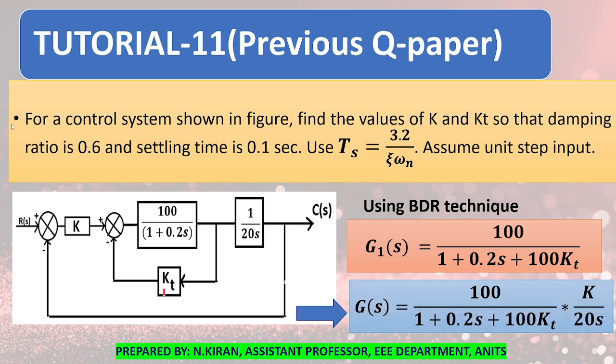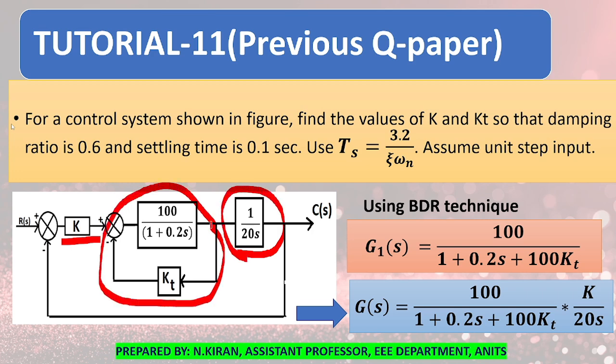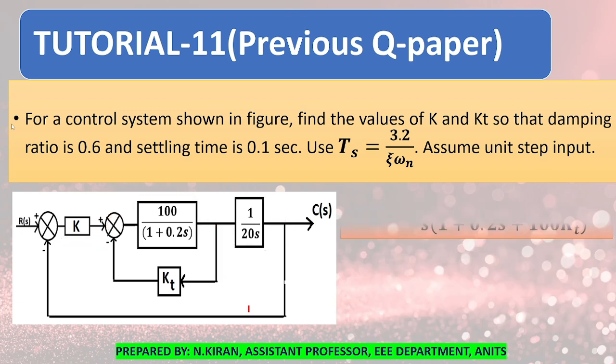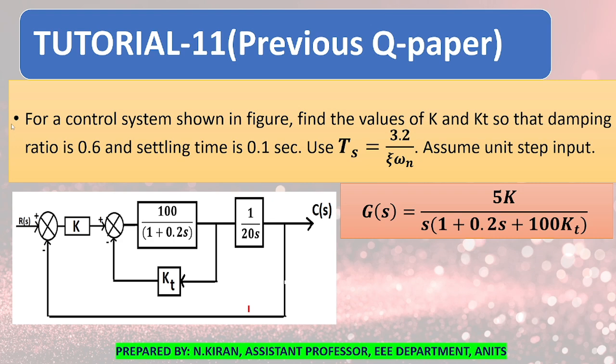So then this will be in cascade with K and 1 by 20S. Okay, so these three blocks will be in cascade. So that is why we just need to multiply. So that is why I multiplied K by 20S. So this is my open loop transfer function. So if I simplify, that will give me the open loop transfer function G of S as 5K by S into 1 plus 0.2 S plus 100 Kt.